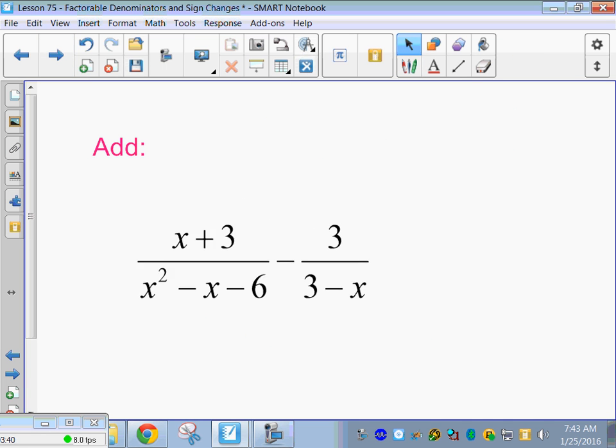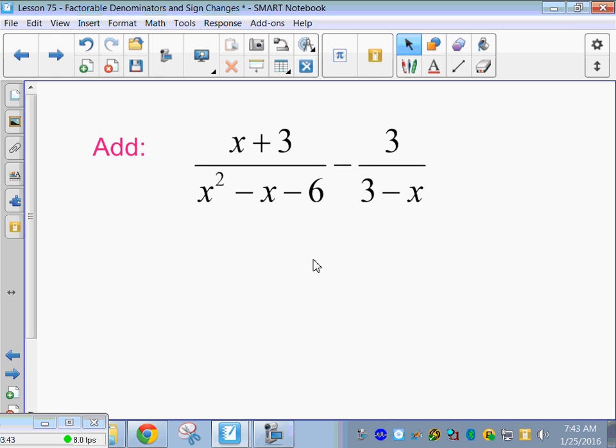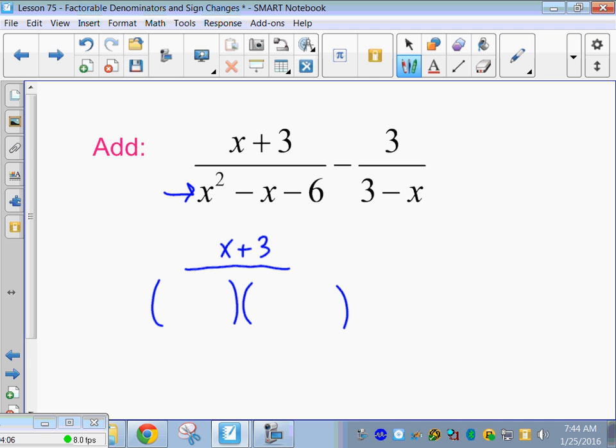Let's try another one. So go ahead and write this down. x plus 3 over x squared minus x minus 6 minus 3 over 3 minus x. So as you're doing the problem, I would probably write it down already factored, since these are pretty easy factoring problems. So I would probably copy it down and know that I'm going to factor this. So we're looking for two things that multiply to negative 6 and add to negative 1. So Nate, what do you think that would be?